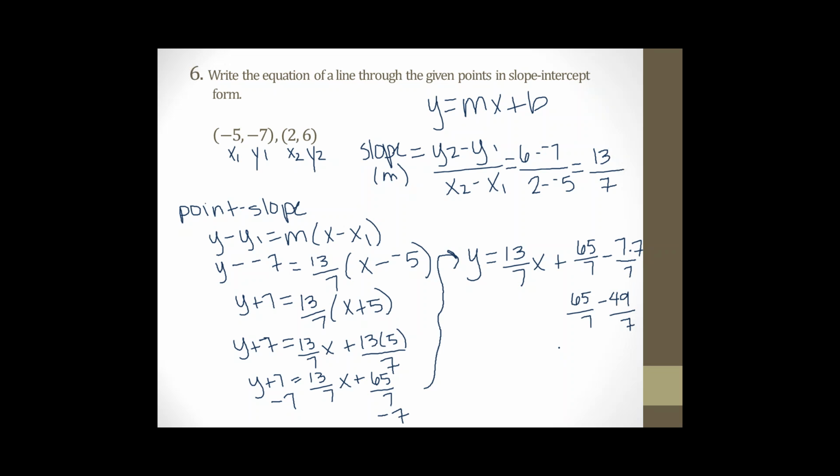And so that's going to give us 16 over 7. Let me bring down the rest of my equation. y equals 13 over 7x plus 16 over 7. So this is our final equation in slope-intercept form. So you can see here the slope was still 13 over 7, and then the y-intercept, which is your b, is 16 over 7.